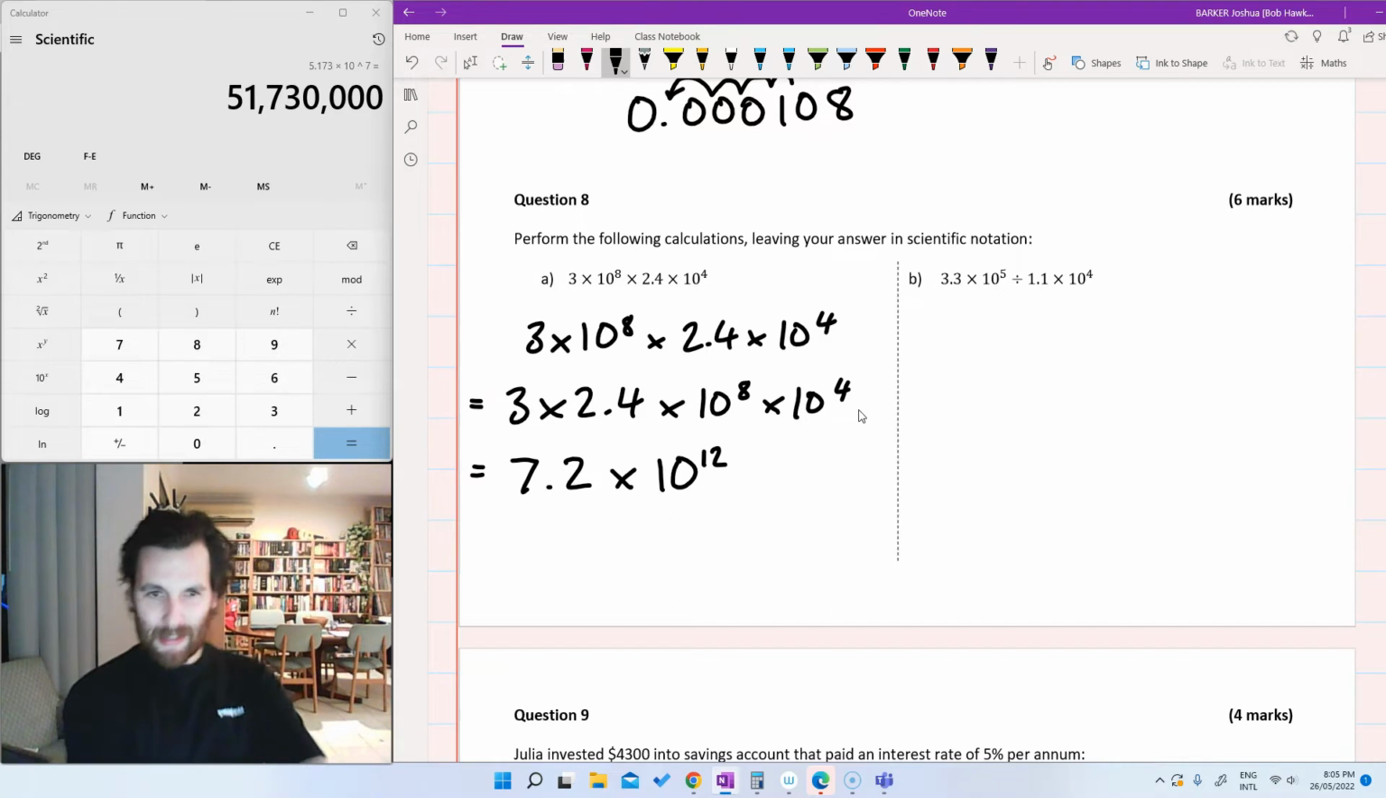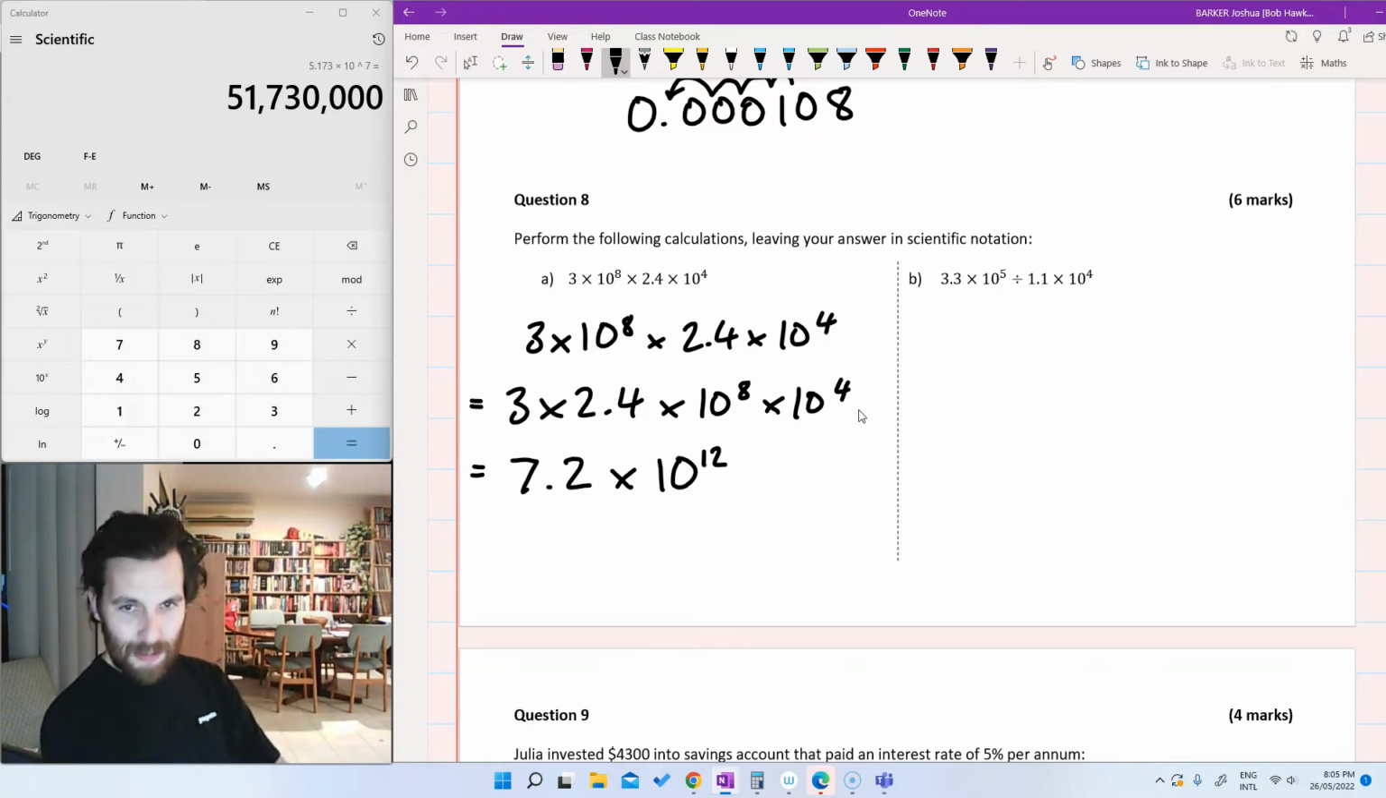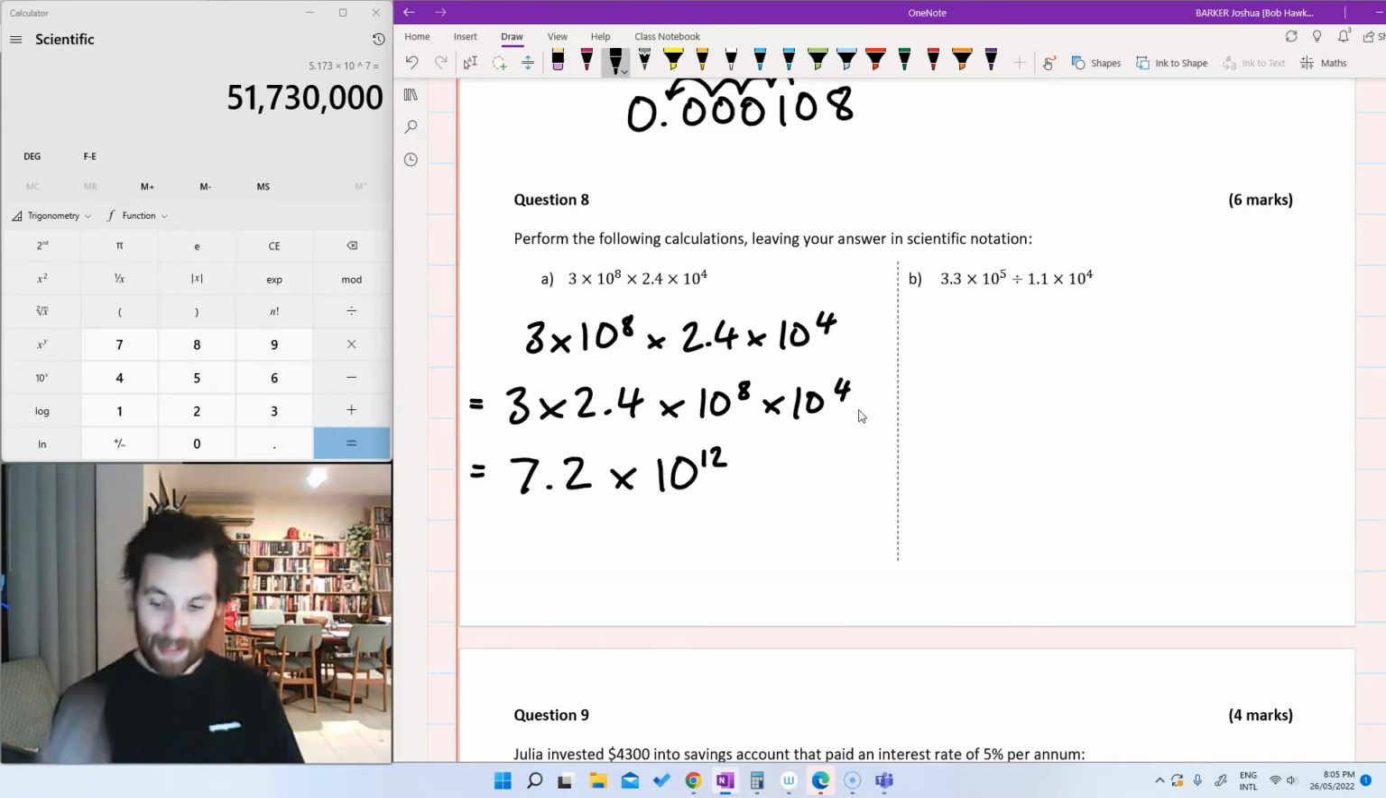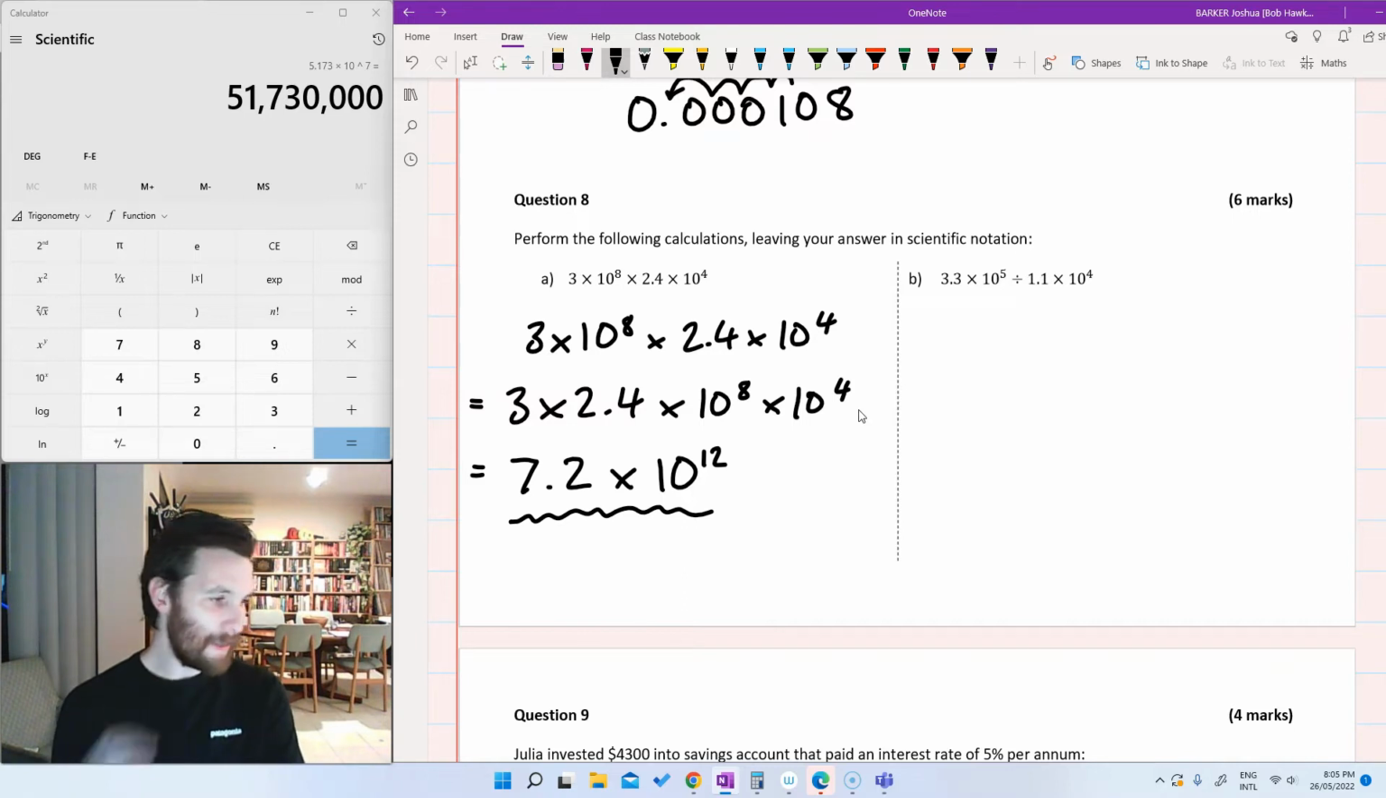So if I'd got, say, 72 times 10 to the power 12, I'd have to make it 7.2 and then increase the power slightly. But as it happened, the numeral in our answer was between 1 and 10, so that was quite merciful in some ways. And similarly for the next one, we can do a little bit of a combination type thing.